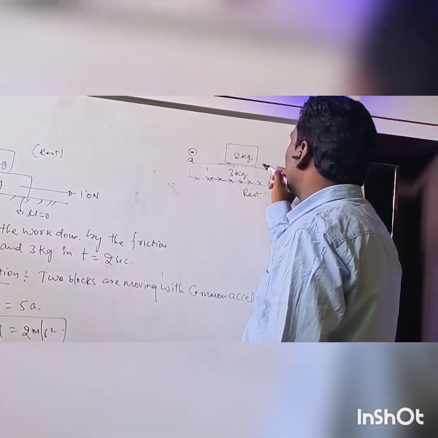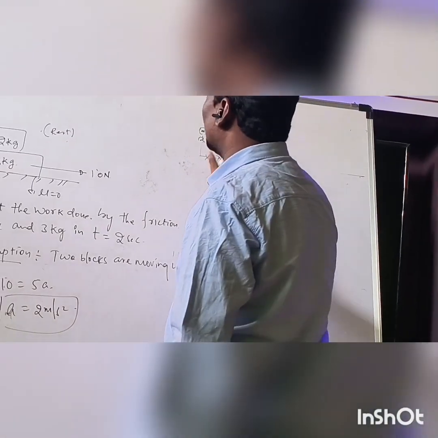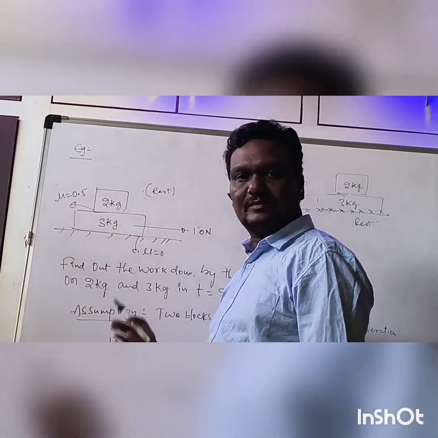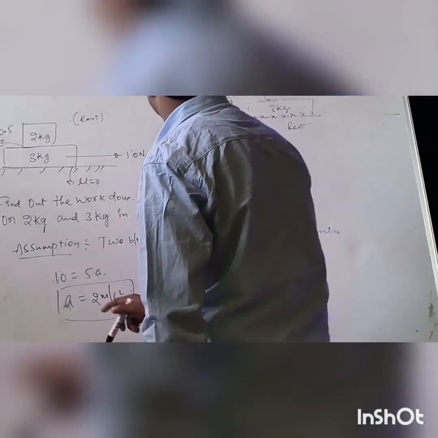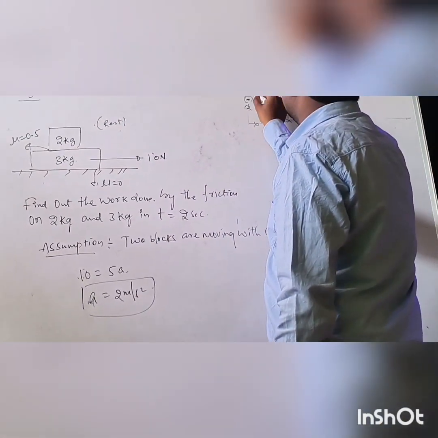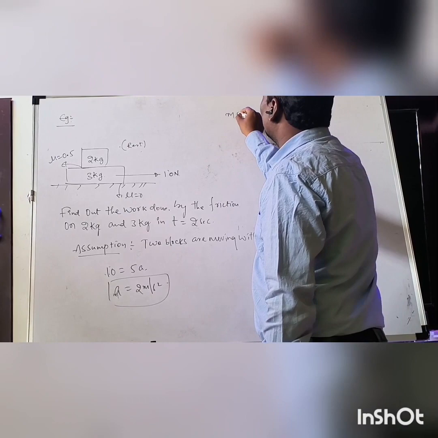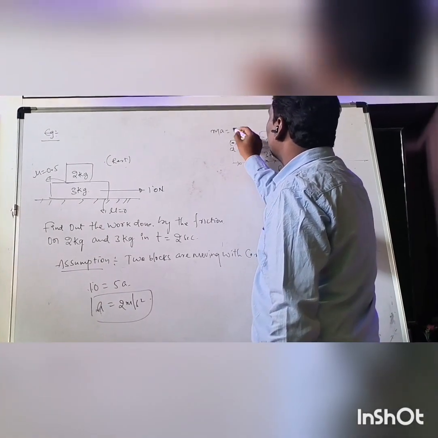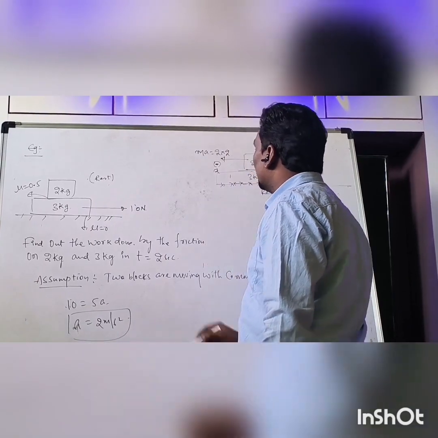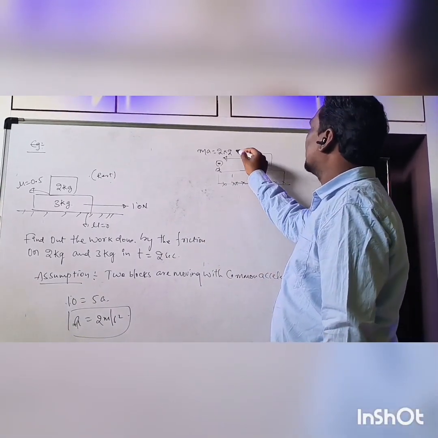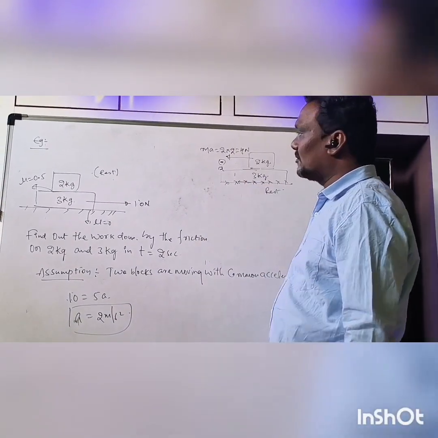So at rest, can I say that this is the non-inertial frame of reference? Take the pseudo force. Now, what is the pseudo force? Acceleration is equal to 2 meter per second square, and pseudo force is equal to ma. Mass of the body is how much? 2. So 2 into 2 is equal to 4. So now I can write it as 4 Newton.